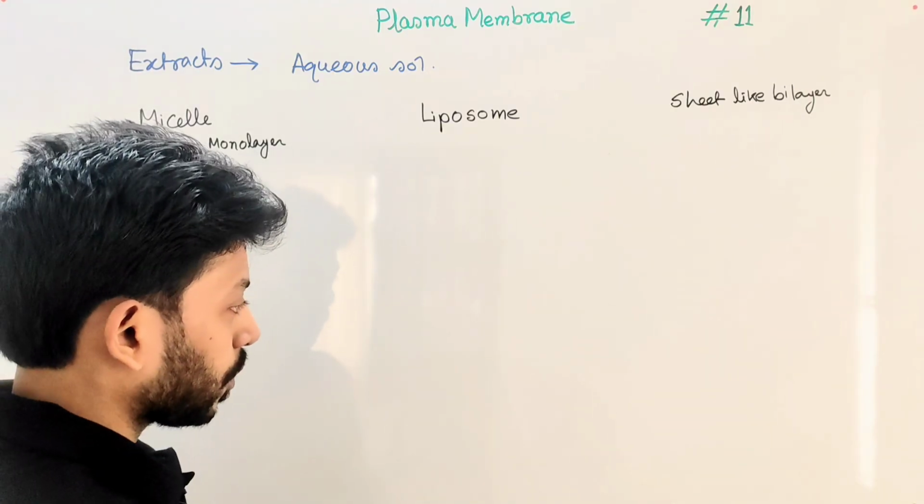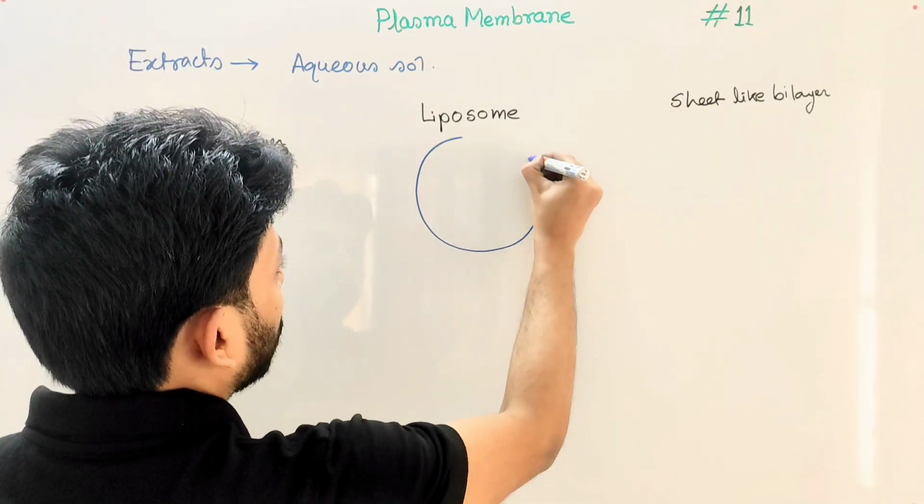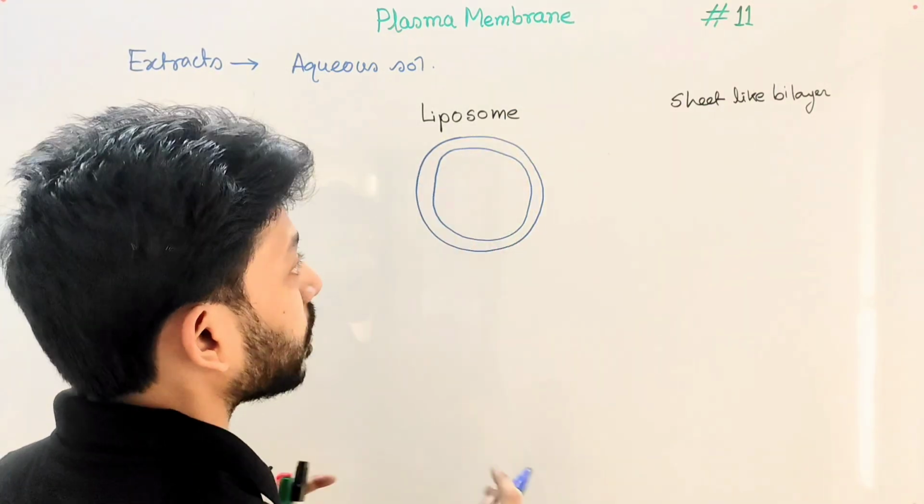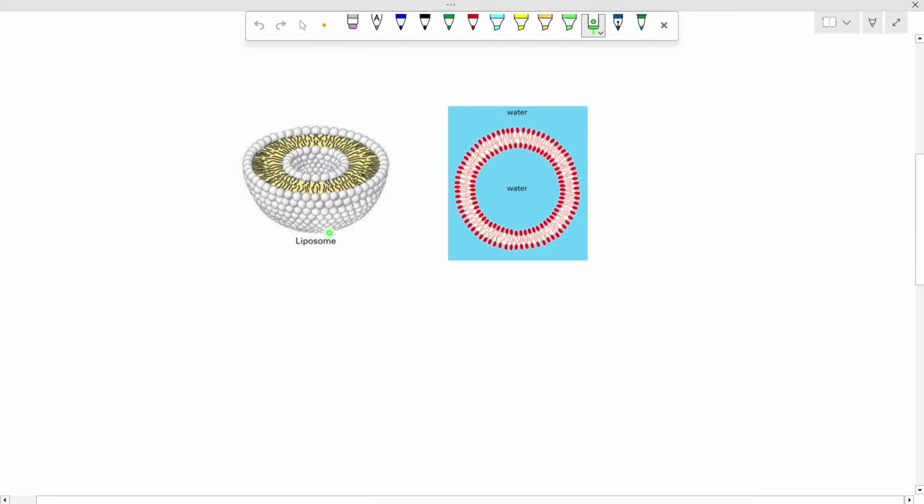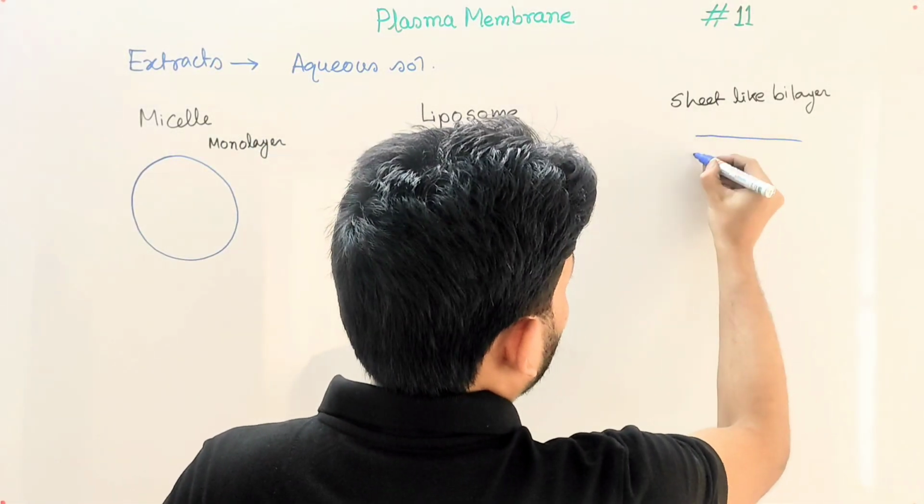In case of liposomes, two layers of lipid molecules are present, just like the plasma membrane. Now, this is the structure of a liposome. This is bilayer in structure. So two layers of fatty acids surround the aqueous solution. Here a lumen is present where aqueous solution can be present. So it surrounds the water molecules. And we know sheet-like bilayers look like this.